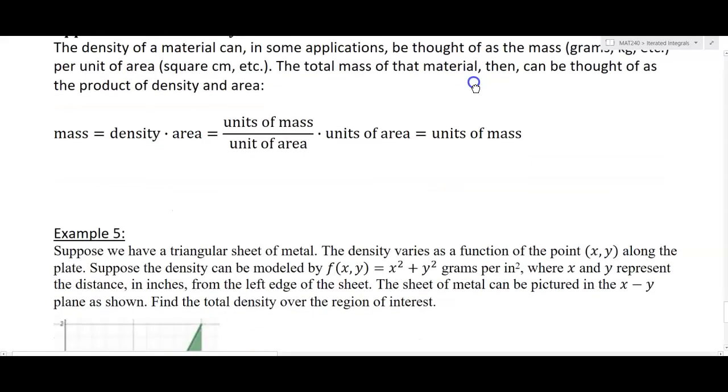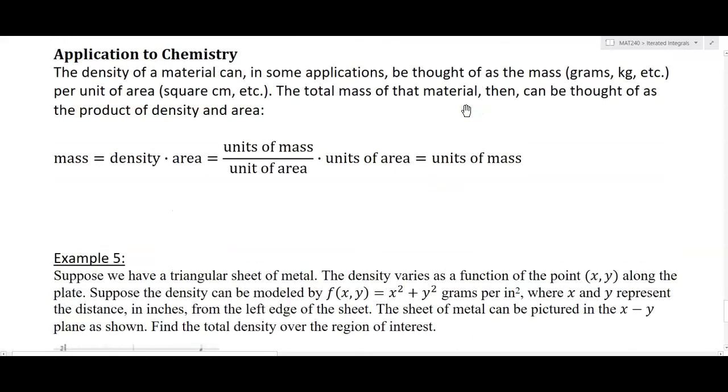Lastly, we'll take a look at one application of when it's really not the case that we're computing volumes, but we're setting up our integrals as if we were. The particular application is looking at the density of a material. So the density of a material can, in some applications, be thought of as the mass, which can be measured in grams, kilograms, etc., per unit of area.